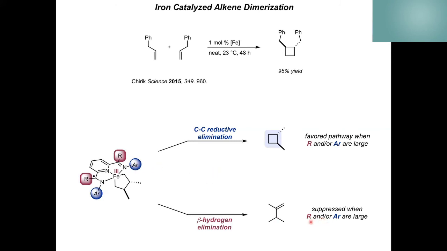Alternatively, beta hydrogen elimination, so this is wrong. Beta hydrogen elimination could be preferred when there is ability of an open coordination site to happen, and a beta hydrogen elimination, CH reductive elimination, to occur. So this is wrong. But we can suppress the CC bond reductive elimination and favor that beta hydrogen elimination to achieve hydrovinylation processes as well, simply by changing the identity of those groups there.